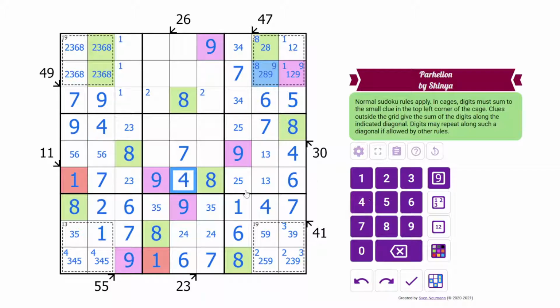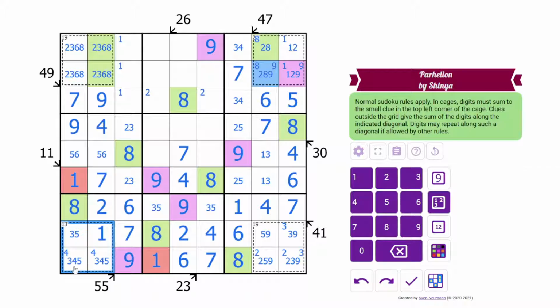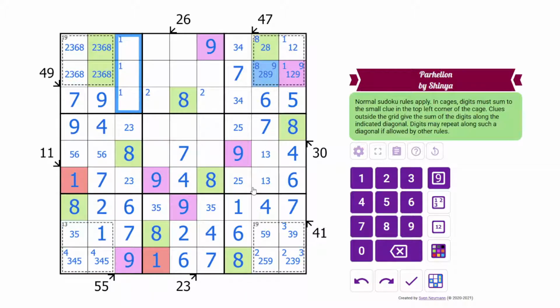Which means 4 goes there. Which means 4 goes there, 2 goes there. There has to be a 5 here. There has to be a 5 there. Well, we already know this has to be a 1, 5. What was it? 1, 5, 1, 4, 5. Okay.